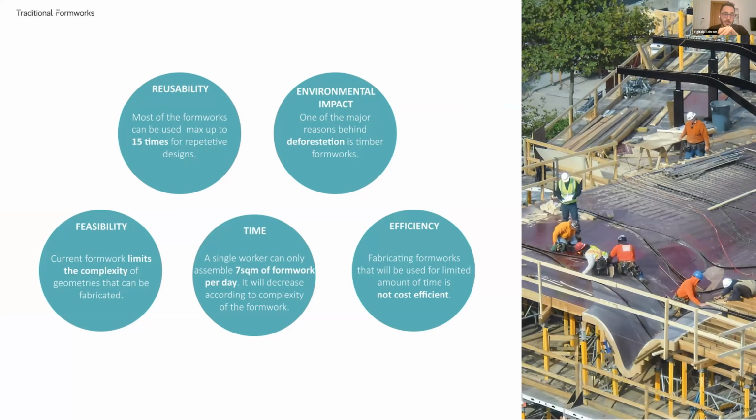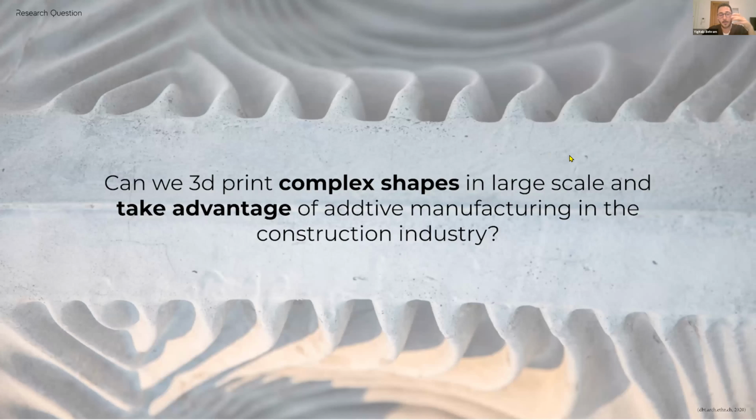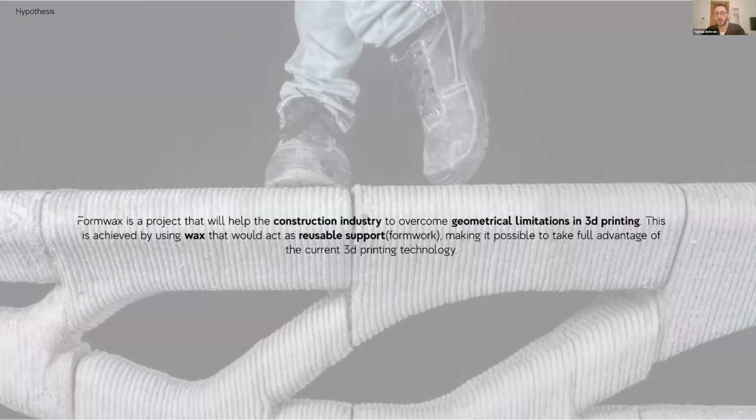They were gone. These formworks are really expensive, and it's really hard to fabricate them. Once you use them, you just throw them out. And if they're for complete walls, you can use them 15 times and that's it, no more. So can we 3D print complex shapes at large scale and take advantage of additive manufacturing in the construction industry? That was my question. And I came up with the idea of using wax as a reusable support system.